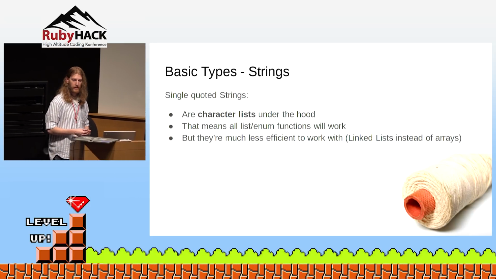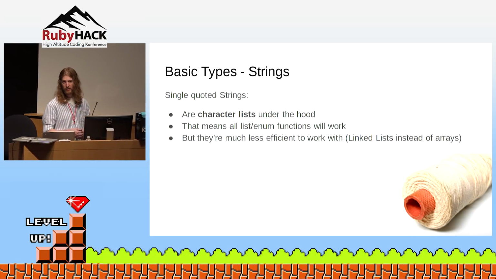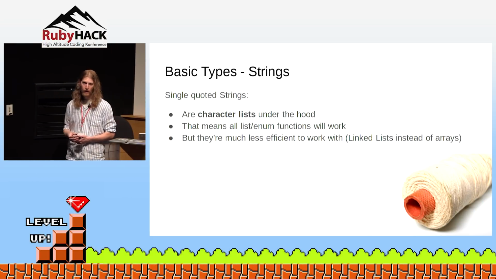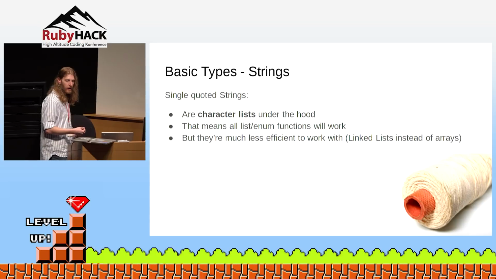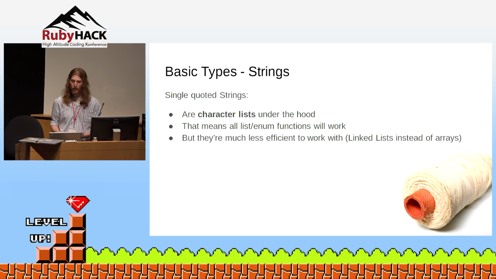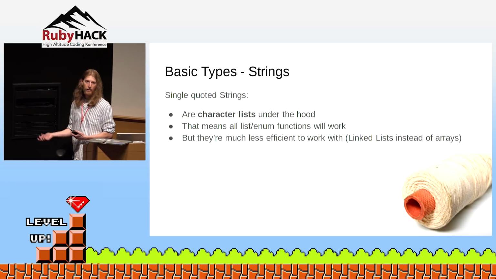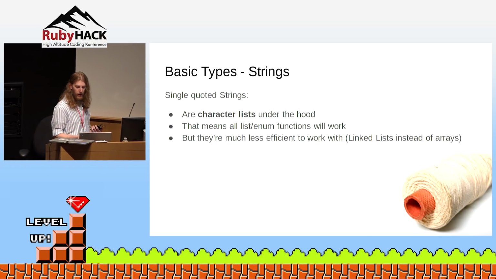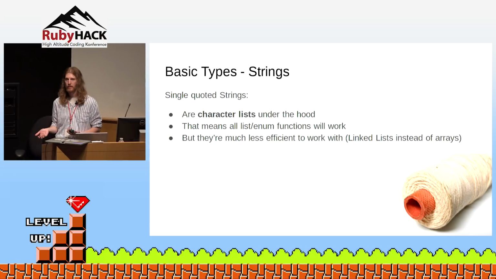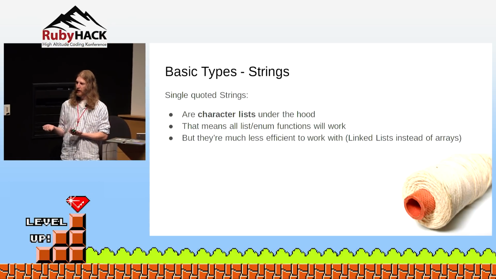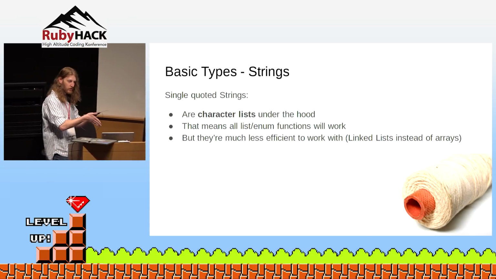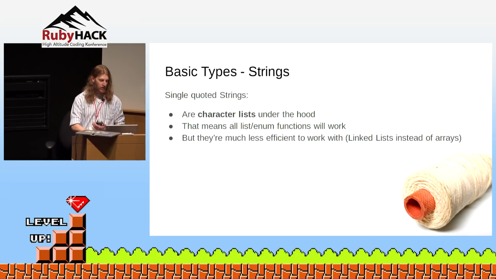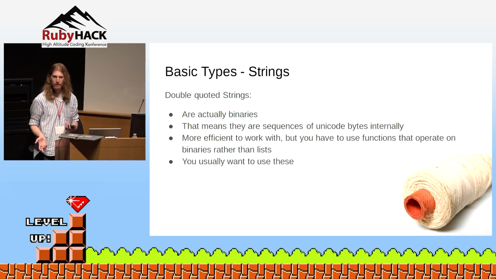Single-quoted strings in Elixir are actually character lists under the hood, and lists in Elixir are linked lists, just like in Lisp. So what that means is that all of your list and enum module functions will work. You can iterate these things just like you would an array or a list, and it will all work as expected, but they are a lot less efficient to work with. If you think about a linked list where every character is essentially one link, that can get really unscalable really fast. So most of the time, you're going to want to use double-quoted strings.